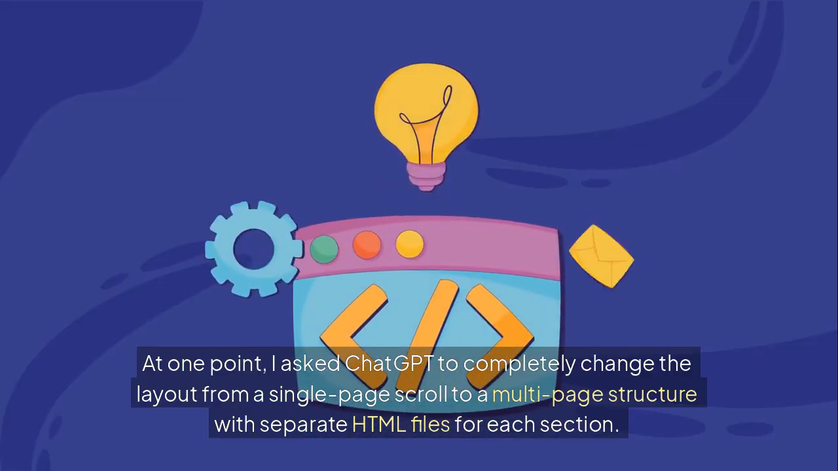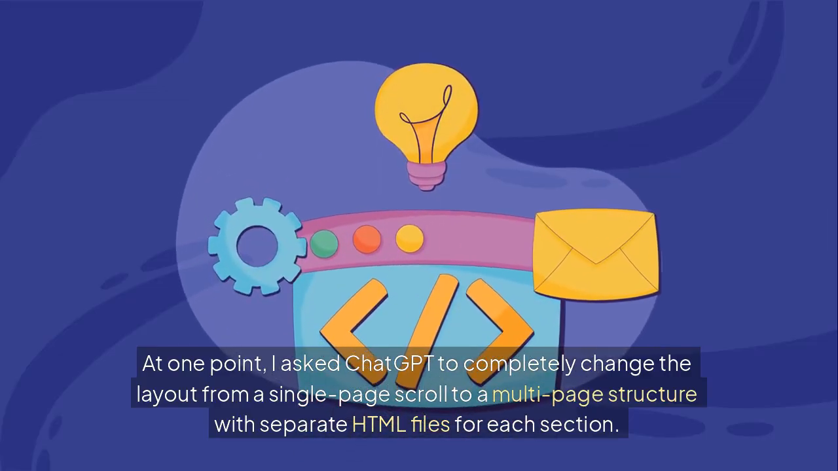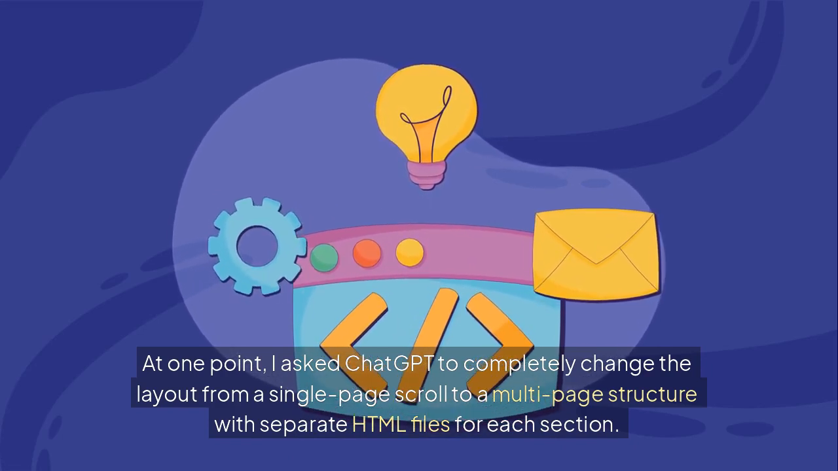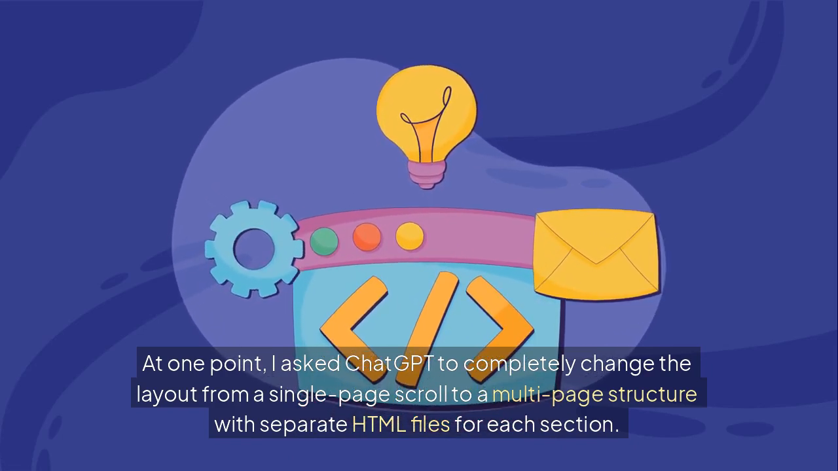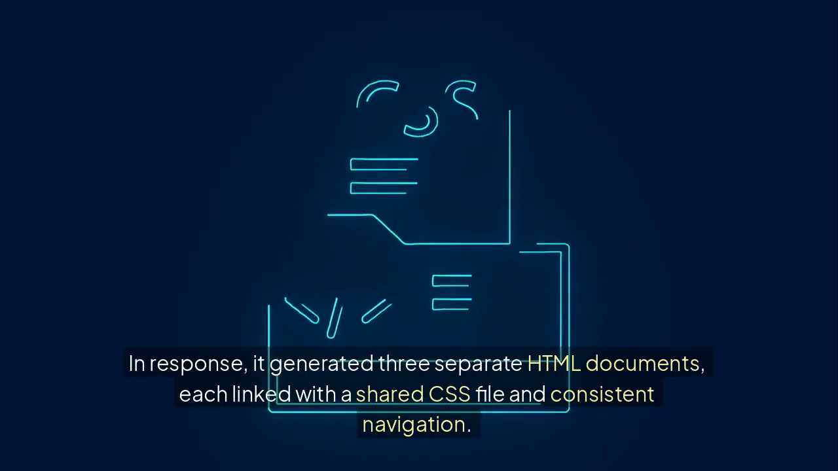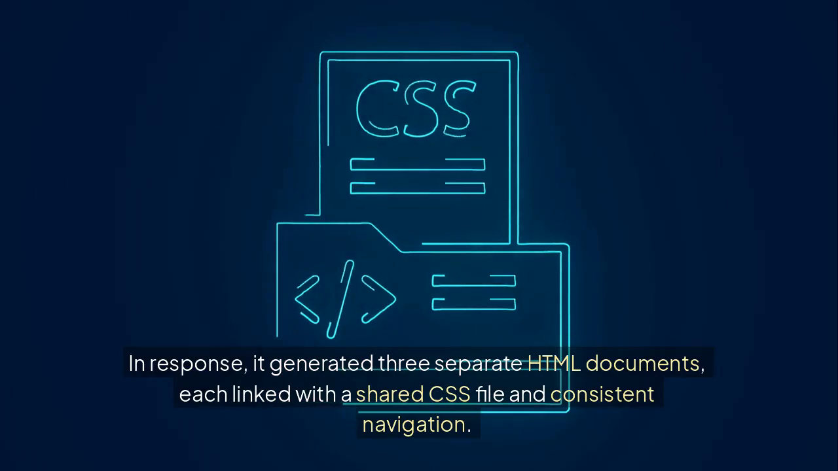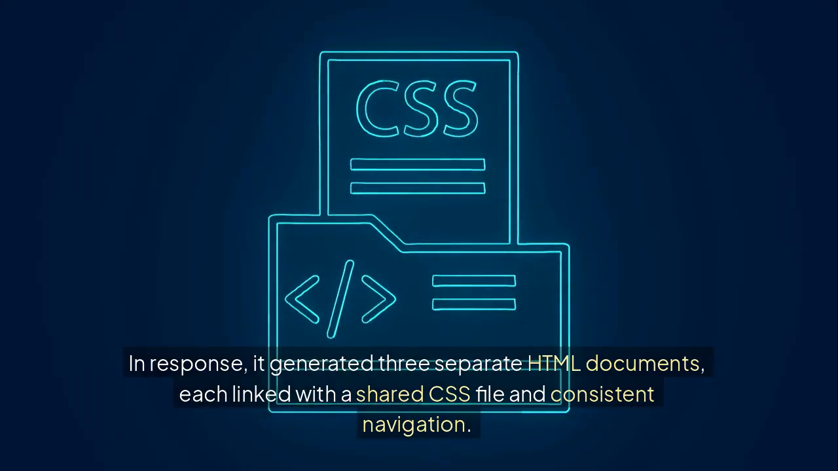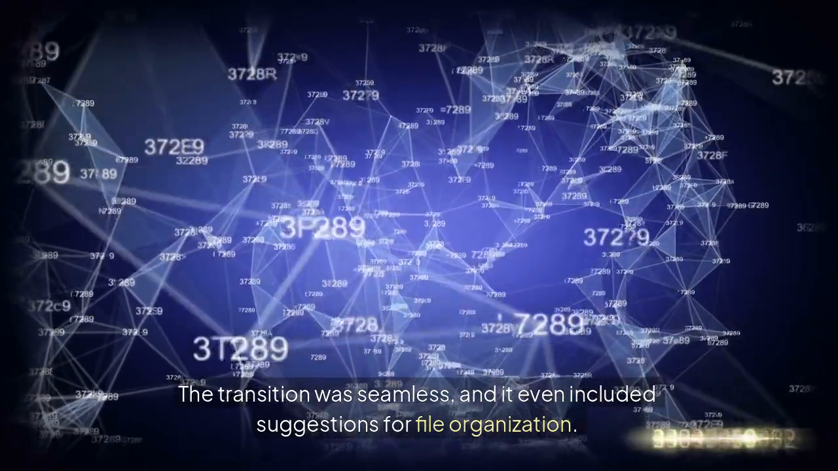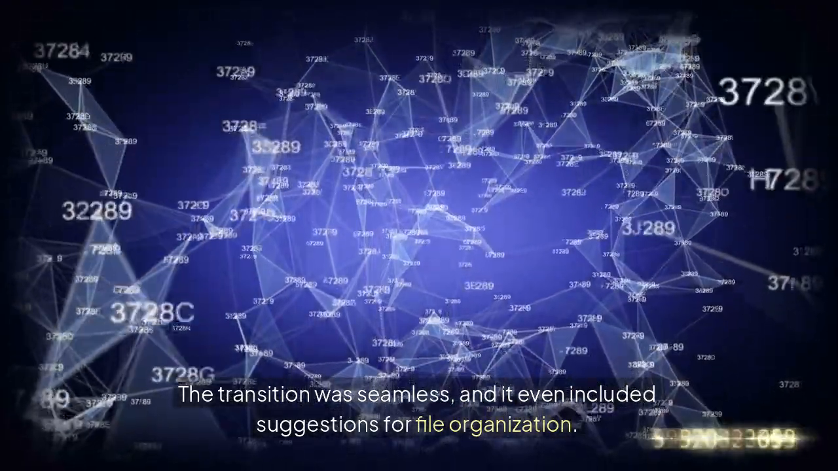At one point, I asked ChatGPT to completely change the layout from a single page scroll to a multi-page structure with separate HTML files for each section. In response, it generated 3 separate HTML documents, each linked with a shared CSS file and consistent navigation. The transition was seamless, and it even included suggestions for file organization.